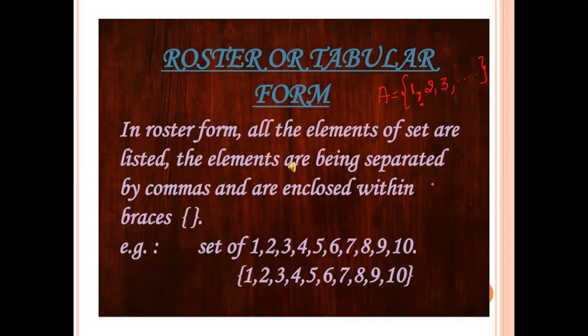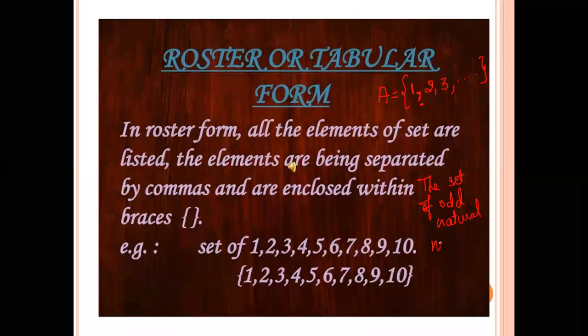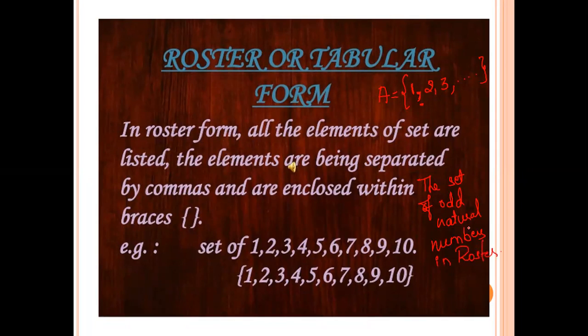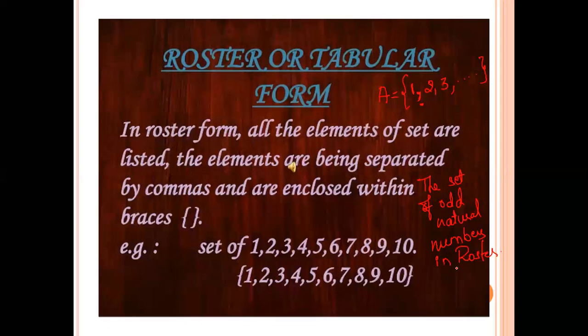if I say you have to write the set of odd natural numbers in roster form, how will you write this? Forget about the bracket because it will be difficult for you to type. But how to write the set of odd natural numbers in roster form? Which elements should be included? Natural numbers. But which natural numbers?